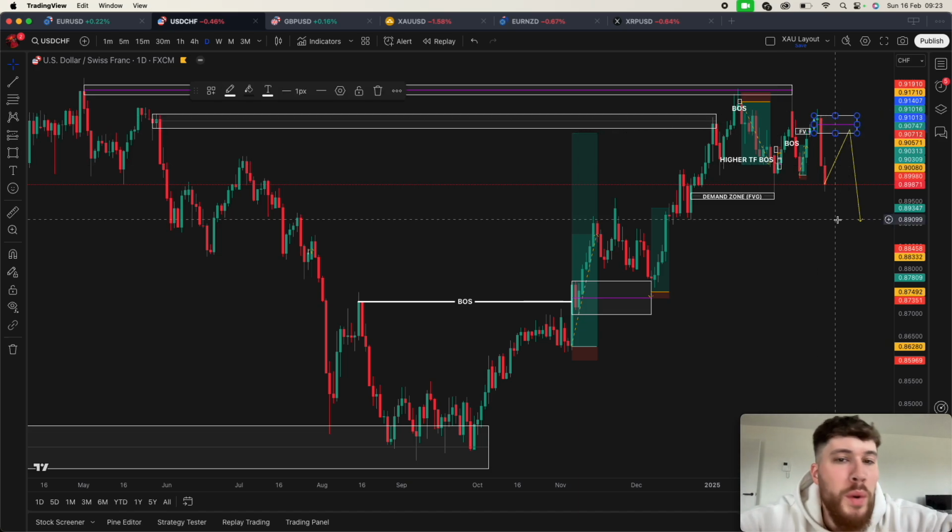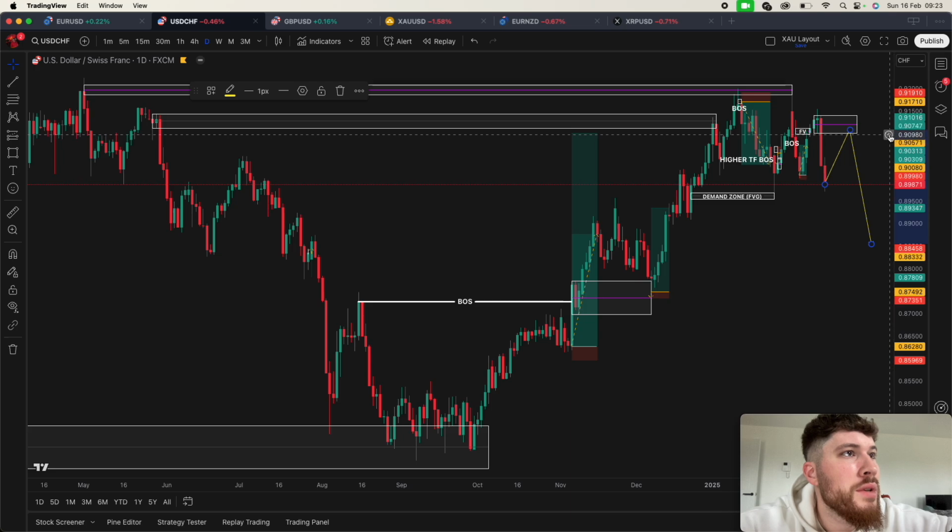Now there's something else to take away from this. The euro US dollar has a quote currency of the US dollar, whereas the US dollar Swiss franc has a base currency of the US dollar. And we want to see the opposite things take place. So we want to see strength in the euro US dollar, and we want to see weakness in the US dollar Swiss franc. So that tells us that we want to see weakness in the US dollar this week.